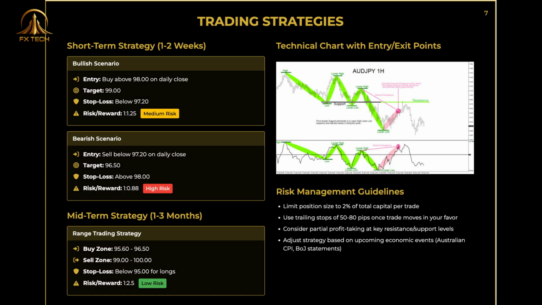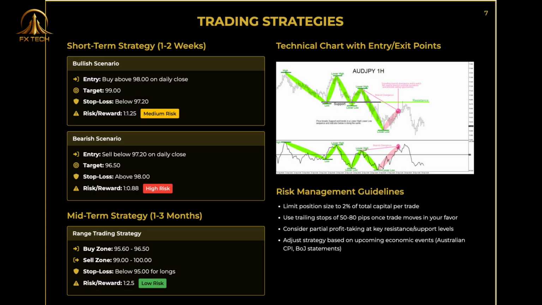Looking at the midterm strategy for the next 1 to 3 months, we recommend a range trading approach. The buy zone is identified between 95.60 and 96.50, while the sell zone sits between 99.00 and 100.00. For long positions, we suggest placing stop losses below 95.00. This strategy offers an attractive risk-to-reward ratio of approximately 1 to 2.5, making it our lowest risk option.